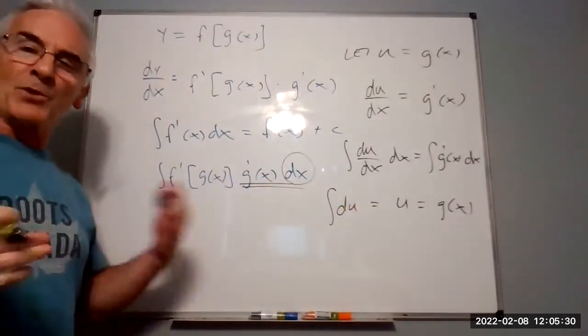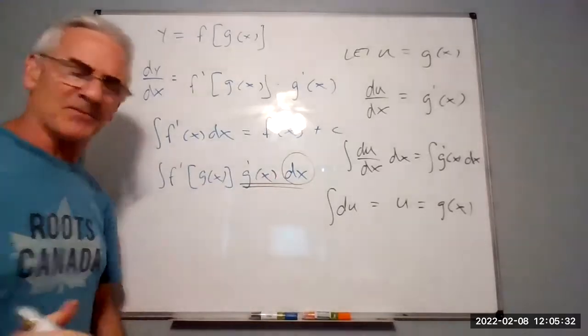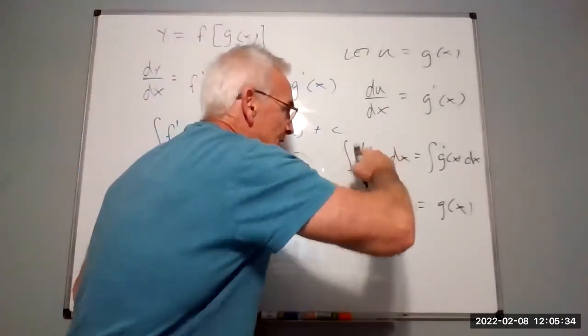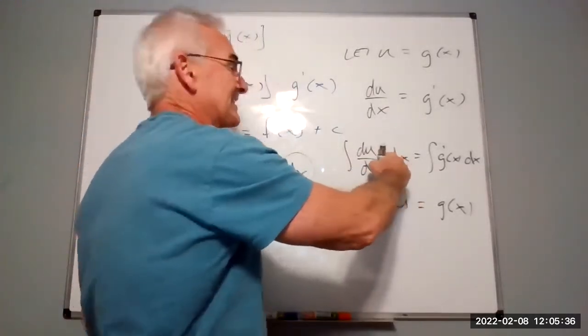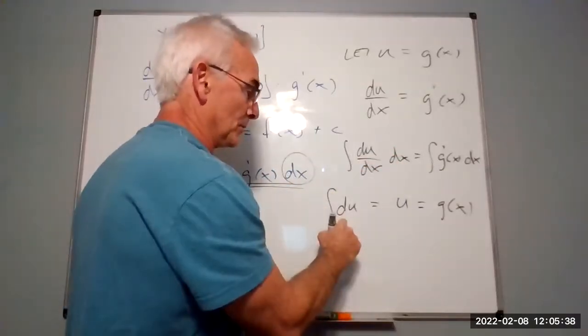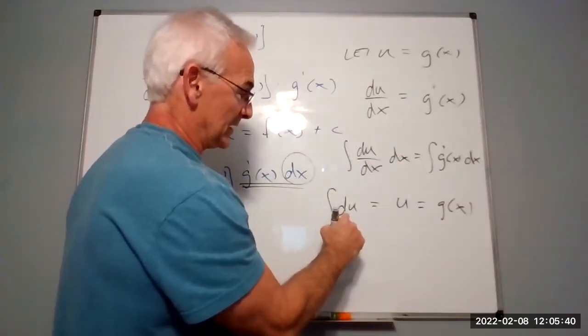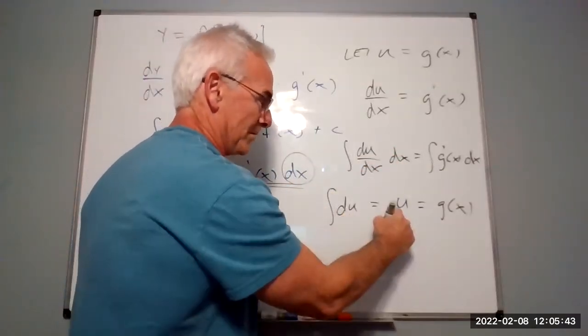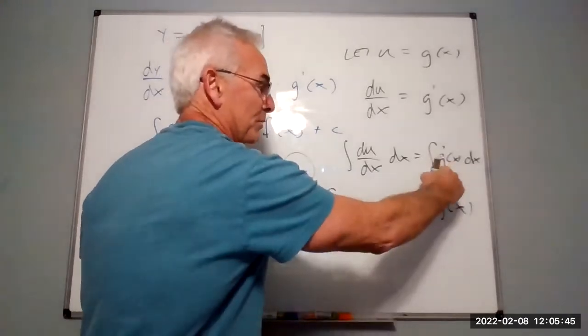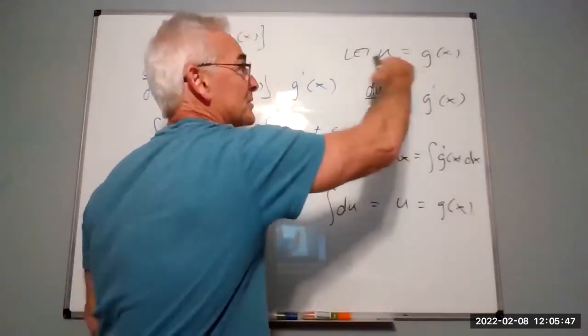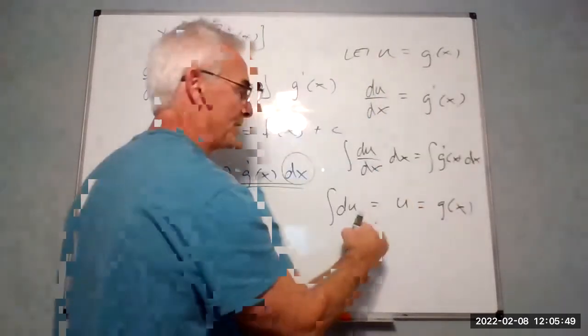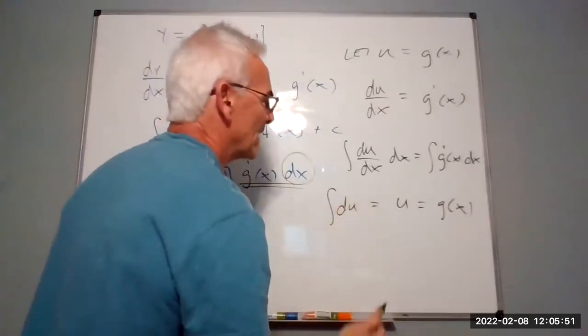Now, this is almost a chicken and egg thing. Which came first? The integral of du dx with respect to x is exactly the same as the integral of du. How do I know that? Because the integral of du is just u. And the integral of g prime of x is just g of x, which is my original substitution. So I know this is true. And here's the way it works.